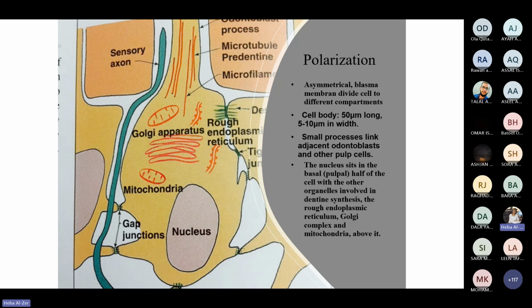See that the odontoblasts get some attachment to each other and to the fibroblasts beneath by different kinds of junctions like gap junctions, desmosomes, and tight junctions.